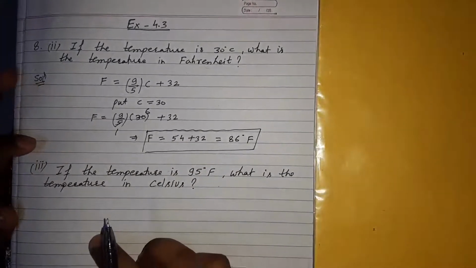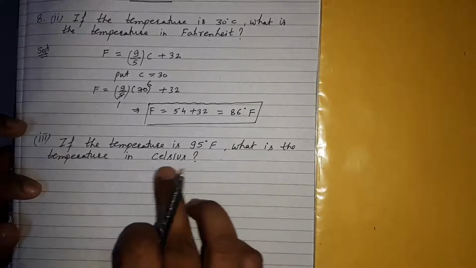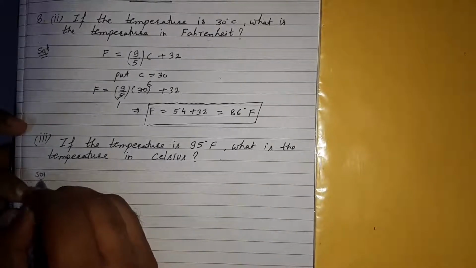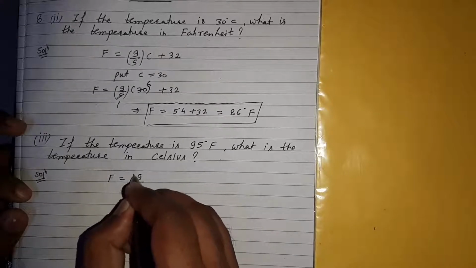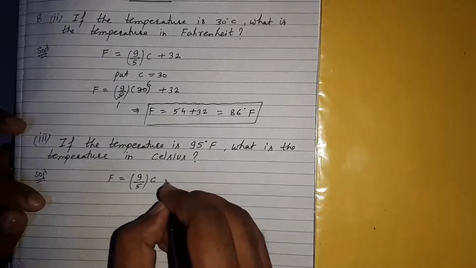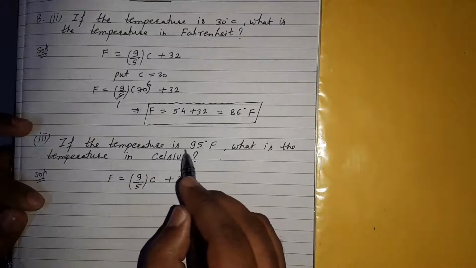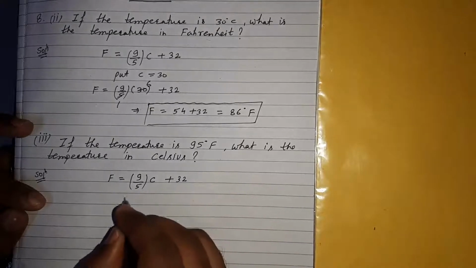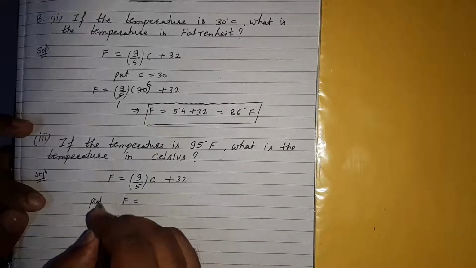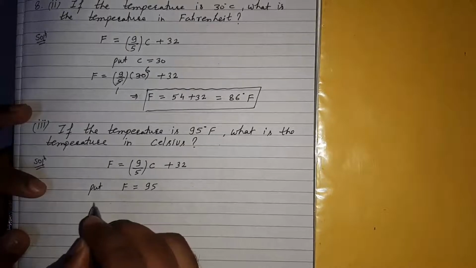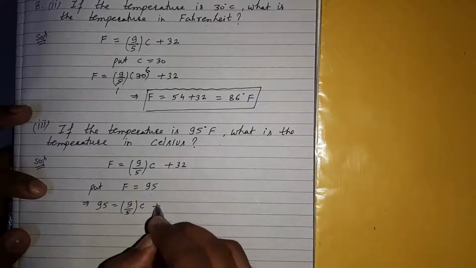Now the next part is, if the temperature is 95 degree Fahrenheit, what is the temperature in Celsius? The solution, we know the relation between the degree Celsius and Fahrenheit. F is equal to 9 by 5 C plus 32. Now in this part, the temperature is given in Fahrenheit, means the value of F is 95 here. And we have to find the value of C. So put F is equal to 95. So it will be 95 is equal to 9 upon 5 C plus 32.